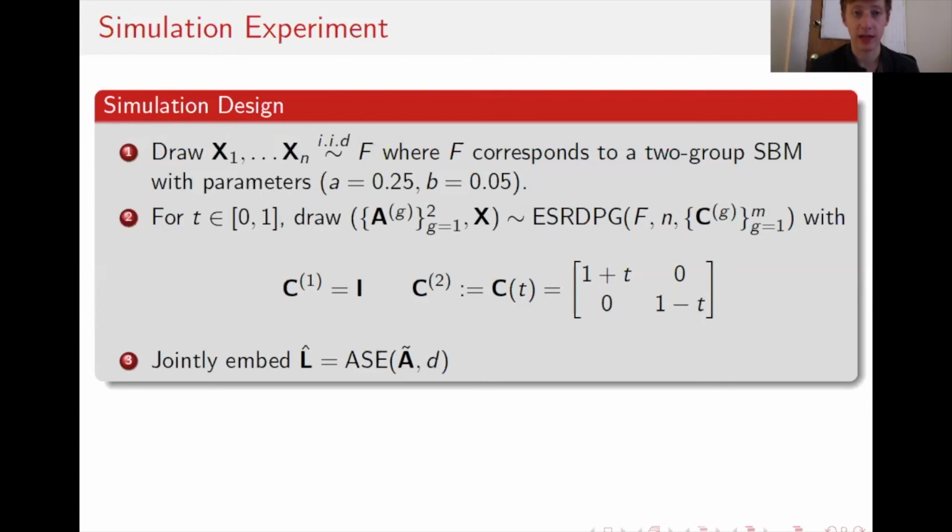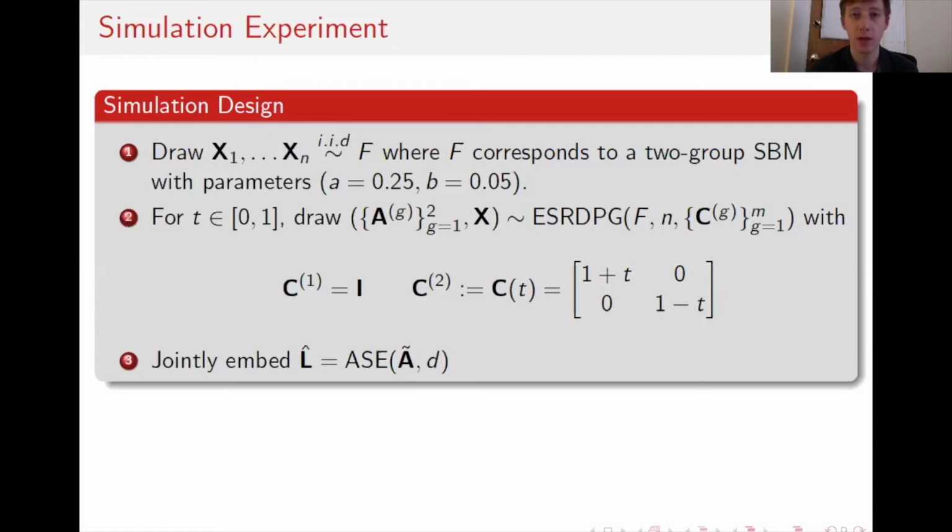So having established this bias-variance trade-off, we now turn to analyzing its effect in statistical applications that utilize these omnibus embedding techniques. We consider two applications, community detection and network hypothesis testing, and we do so in the following simulation experiment. First, we draw X_1 through X_n, the latent positions, from an inner product distribution that corresponds to a two-group stochastic block model with within-group probability of 0.25 and between-group probability of 0.05.